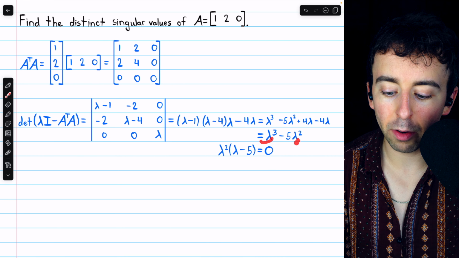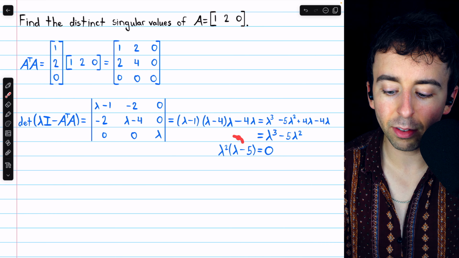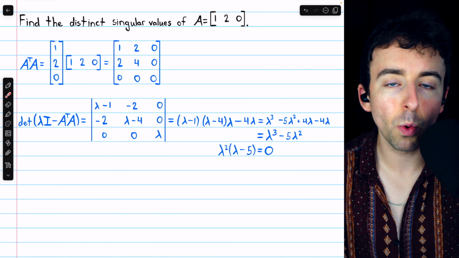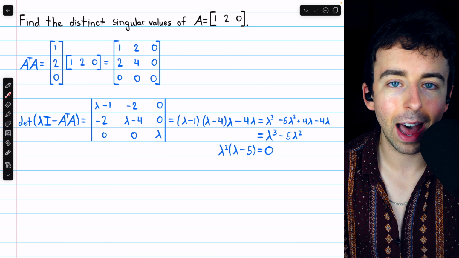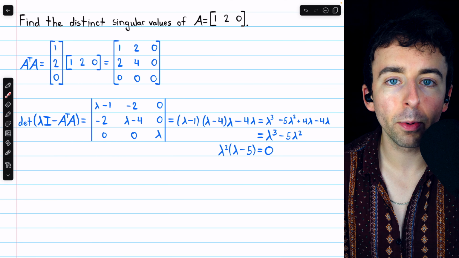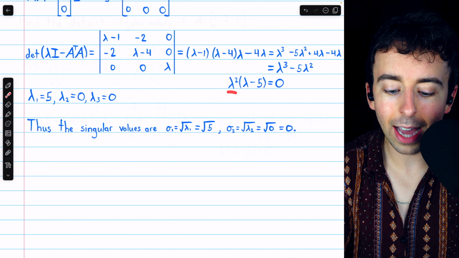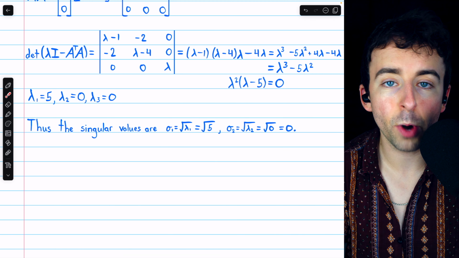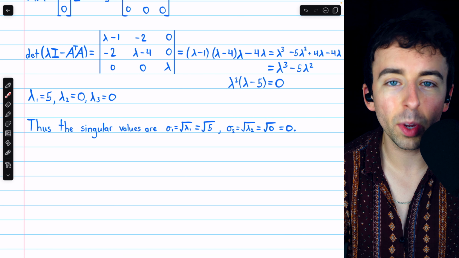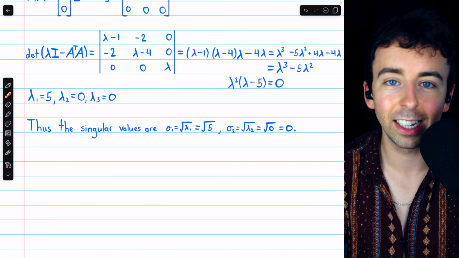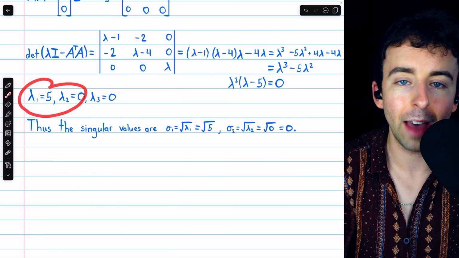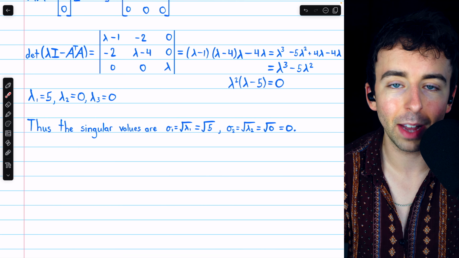Factoring lambda squared out of both of those terms leaves us with this factored form, lambda squared times (lambda minus 5). And so by the zero product property, our eigenvalues are 5 and 0. So the eigenvalue of 0 will have an algebraic multiplicity of 2, and so we only have two distinct singular values coming from 5 and 0, those distinct eigenvalues.